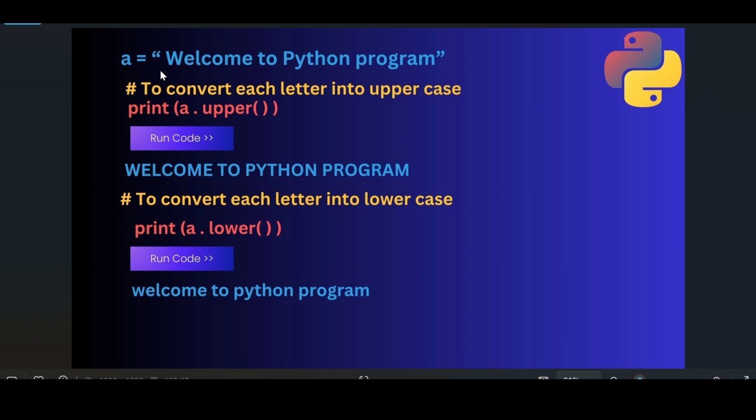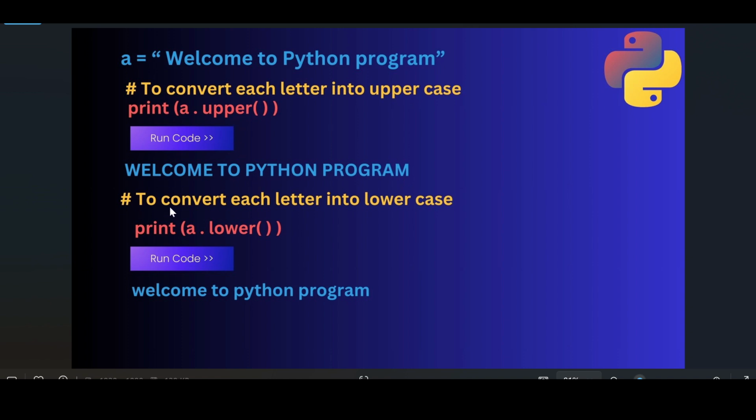I have a string a equal to inside double quotation marks "Welcome to Python program". To convert each letter into uppercase, I have typed print a dot upper. When I click on run code, I get the answer WELCOME TO PYTHON PROGRAM. All the letters are in the upper format.